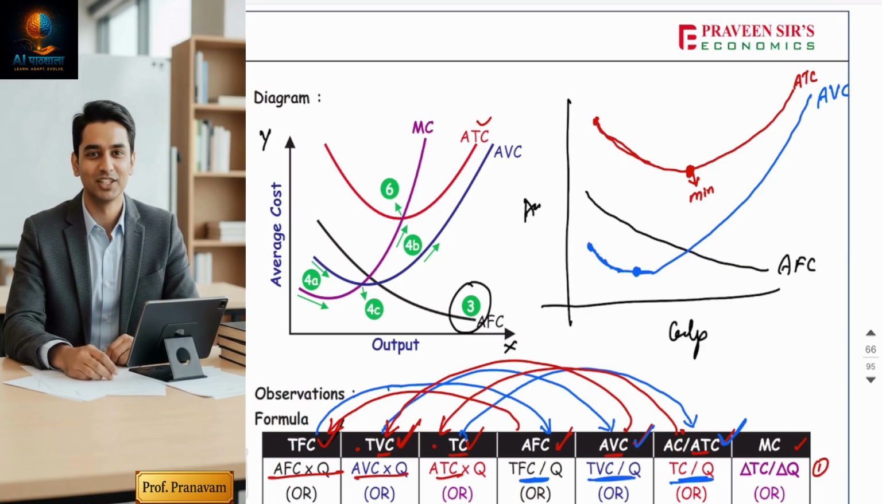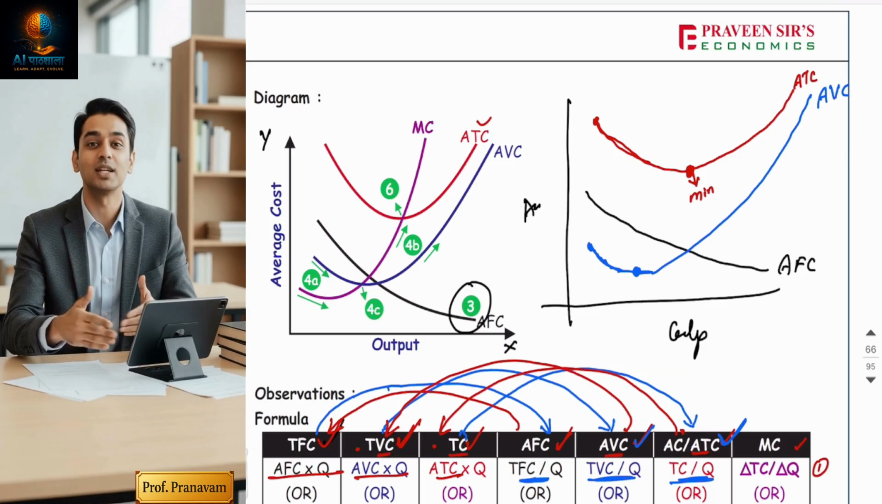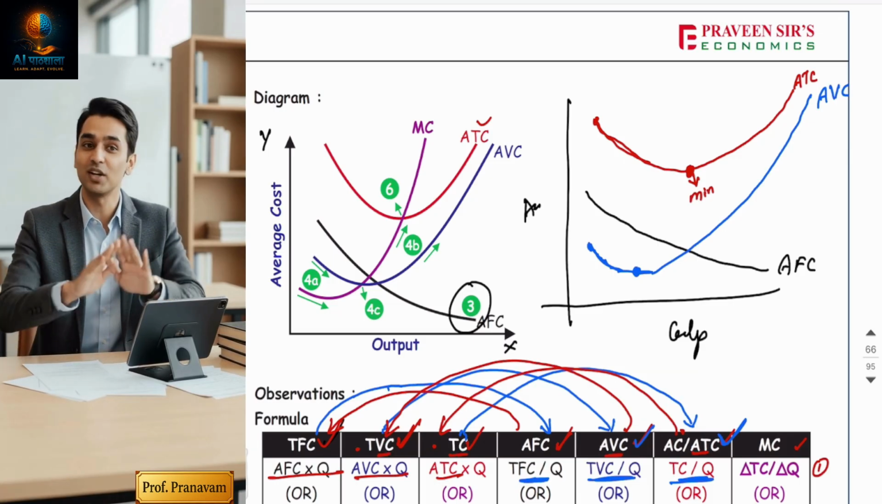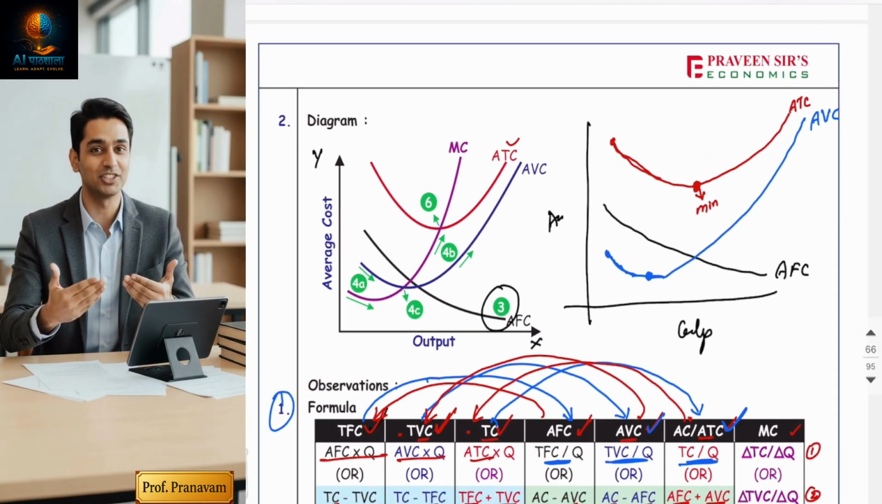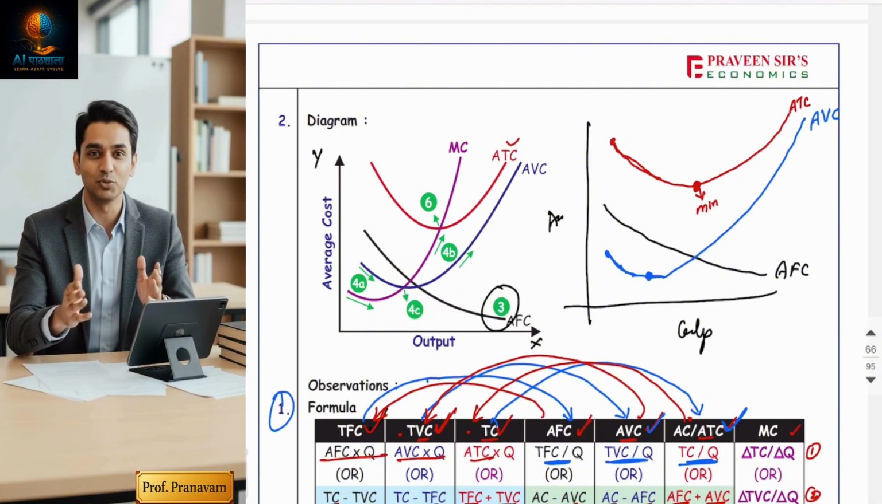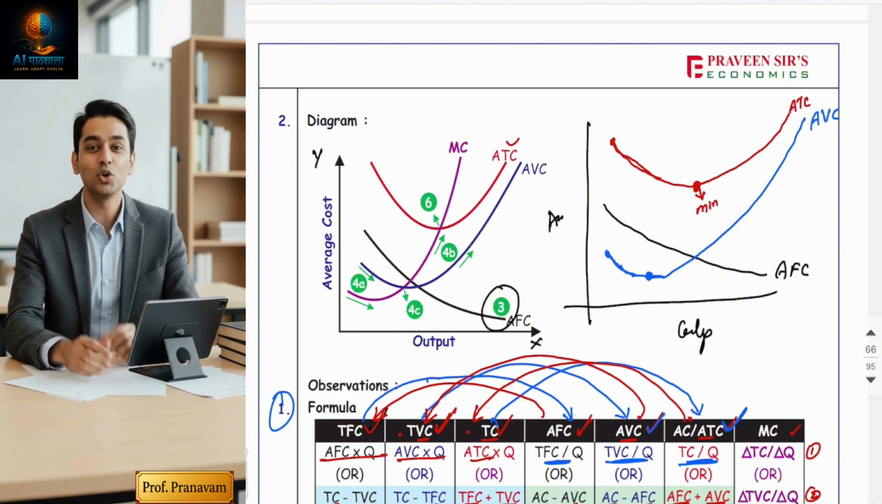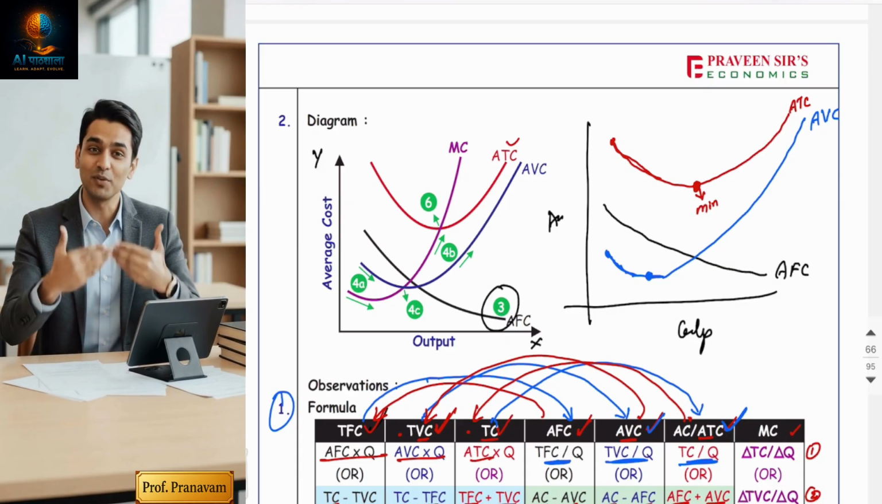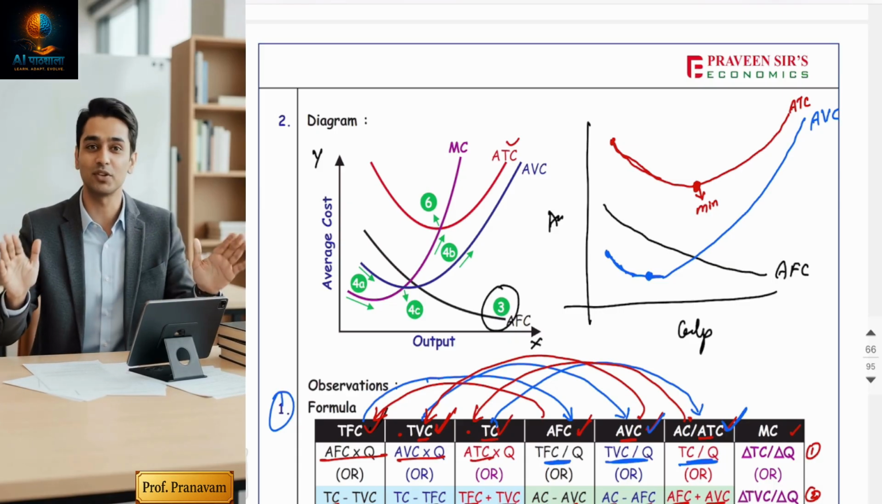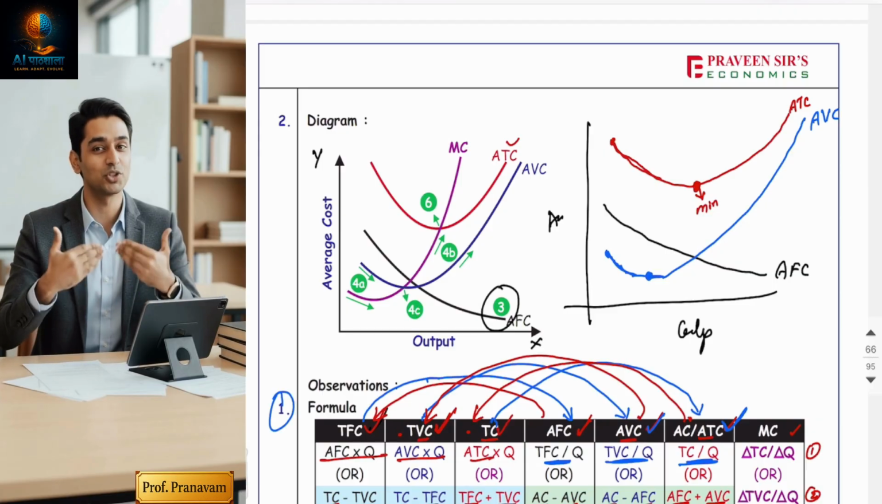Why it is reducing and why it is increasing, I'm going to give you the logic and reasoning in my next topic. First, just understand the shape of the diagrams. Even if you don't know the logic, if you remember the shape of the diagram, you will be able to solve each and every MCQ. I'm going to explain the logic in my next topic. So this is my average total cost.